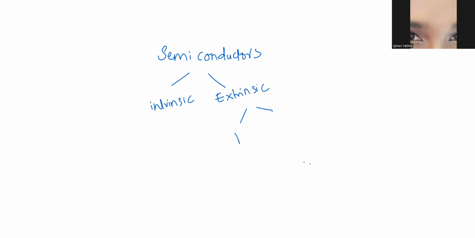So we'll quickly learn about PN junction. Before that, we'll see how many types of semiconductors are there. How many types of semiconductors are there? There are two types. First is intrinsic and another is extrinsic. In extrinsic, you have P type and N type.